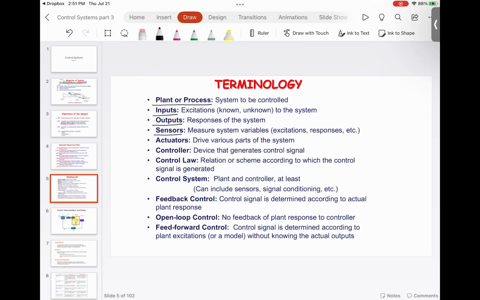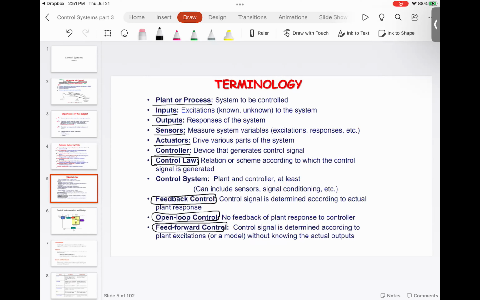Sensors are measuring things. Actuators are driving or controlling things. Controller is actually a hardware, and control law is a software or logic that is implemented on the hardware. And the control system comprises all these things. Like you have plant, controller, and it could include sensor, signal conditioning. You could have a feedback control. You could have an open loop control, or you can have a feed forward control.